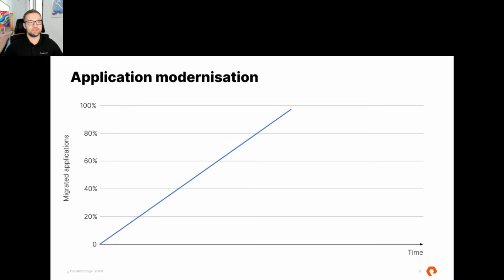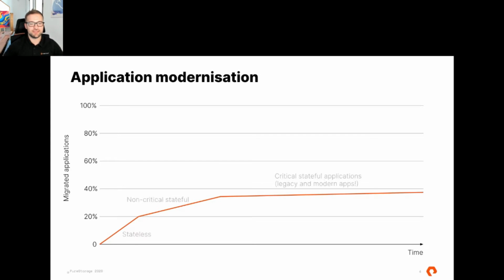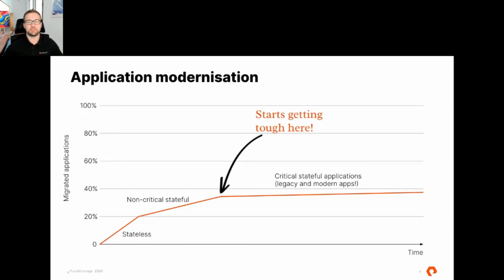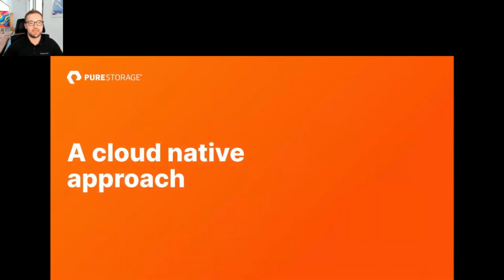So when they try to modernize, they think it's going to be from zero to hero and very easy. But then the challenges start coming. When they go from stateless to stateful applications, they realize there are challenges. It starts to get really tough there. So, in order to tackle all these challenges, companies realize that they have to get to a cloud native approach.